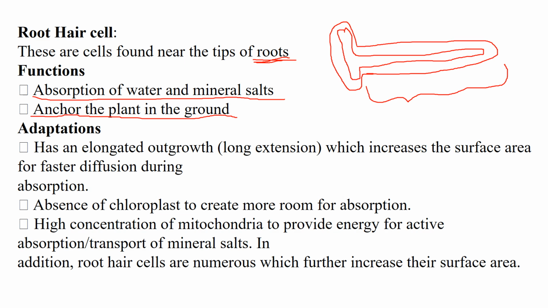The other adaptation is the absence of the chloroplast. In this root hair cell, there are no chloroplasts. There is just a high concentration of mitochondria, and we know the function of the mitochondria. It's the powerhouse of a cell, and this is where respiration takes place. This is where energy is formed.